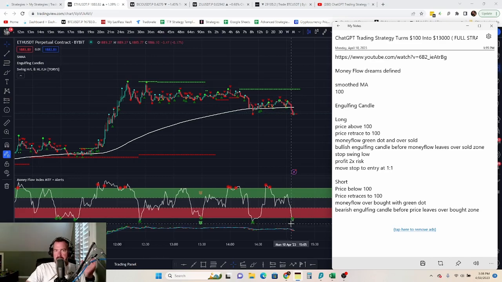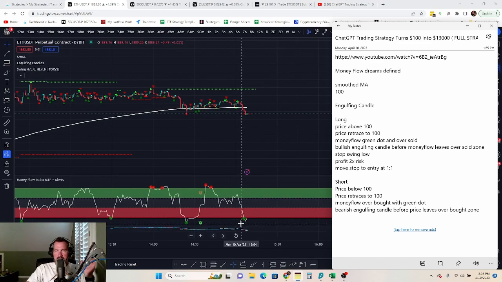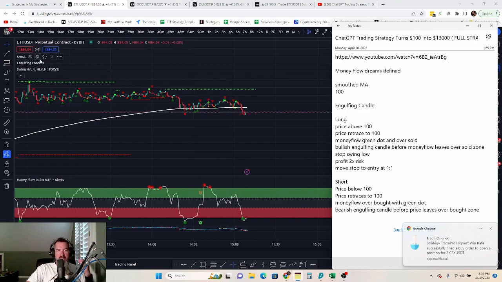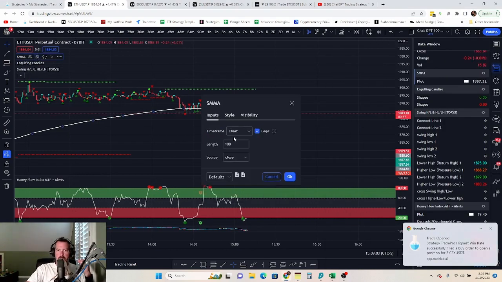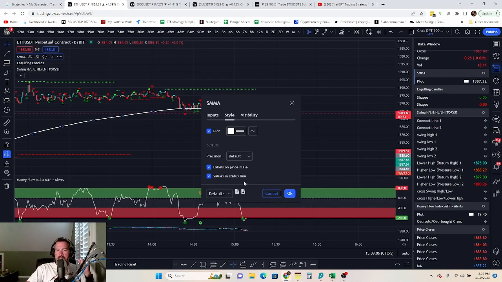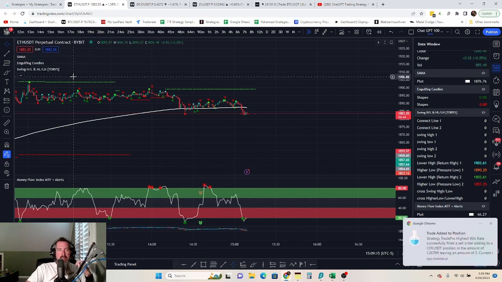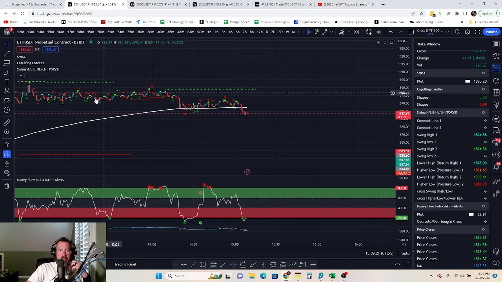This actually, if this gets a bullish engulfing candle, this may actually enter a trade. Anyway, so you are going to use on this strategy a smooth moving average, which is going to be set to the 100. If you want to, you can make it white and thicken the line so you can see it better. You're going to use the engulfing candles indicator, and that's going to be stock. I added the swing highs and lows, so we're going to use that for our stop losses and take profits.